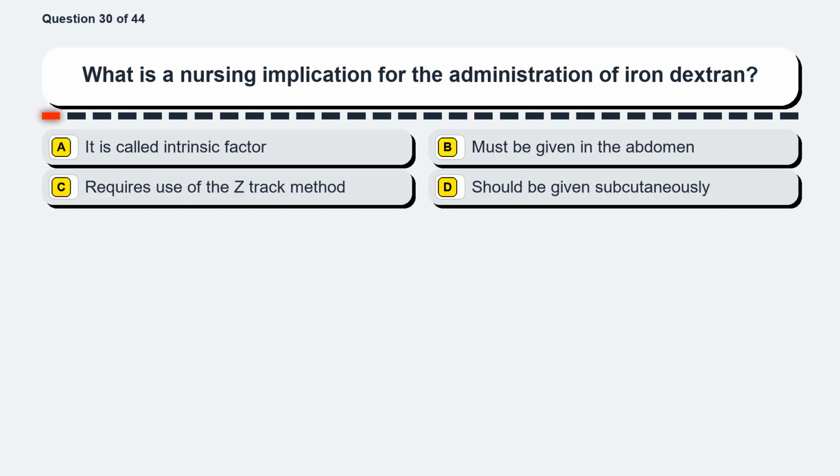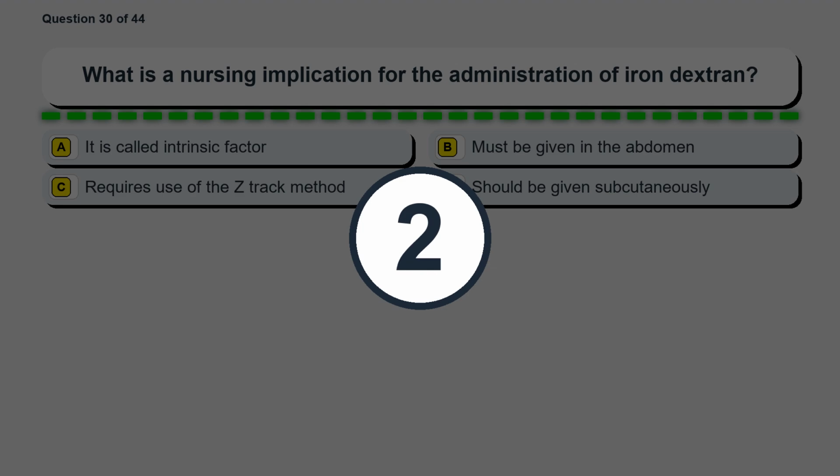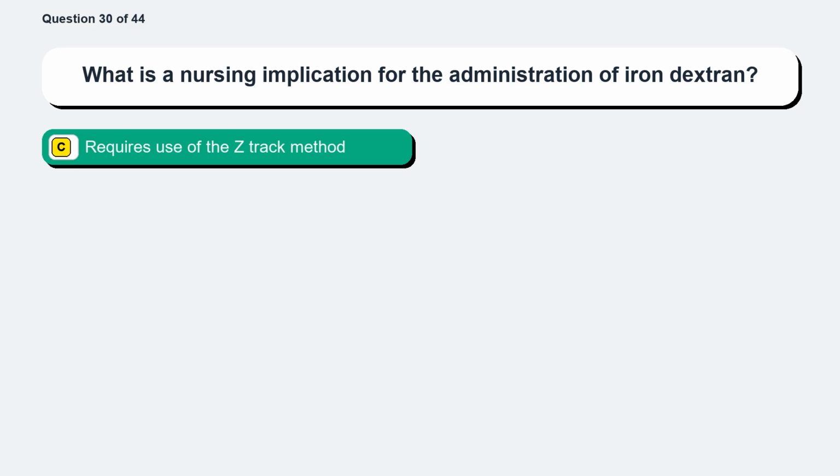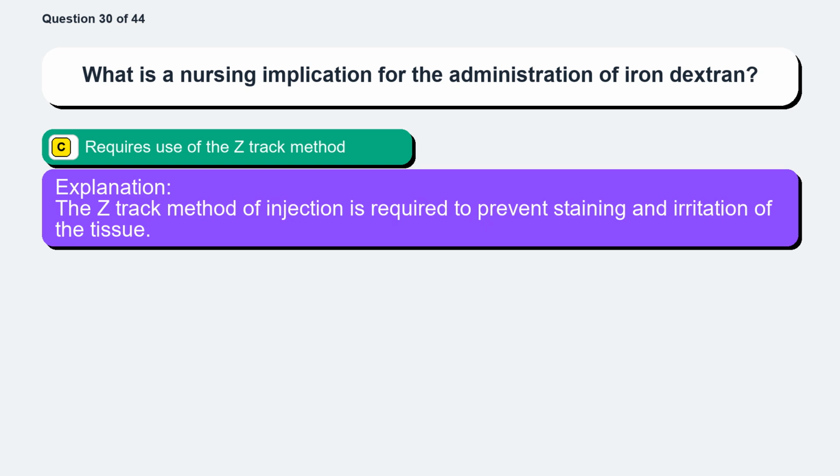Question 30. What is a nursing implication for the administration of iron dextran? Option A. It is called intrinsic factor. Option B. Must be given in the abdomen. Option C. Requires use of the Z-track method. Option D. Should be given subcutaneously. The correct answer is option C. Requires use of the Z-track method. The Z-track method of injection is required to prevent staining and irritation of the tissue.